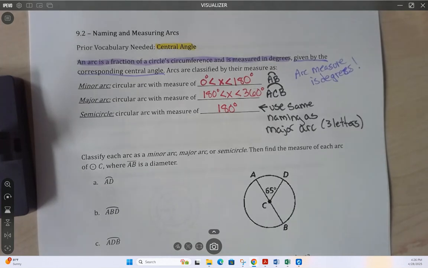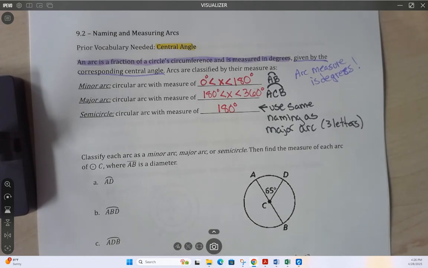So what this means is if it's just 2 letters, you know right away it's a minor arc. Your measurement needs to be between 0 and 180. If you're using 2 letters and you get 250, something's not right. Either your measure's off or your name is off. And it depends on which one was given and which one you came up with.